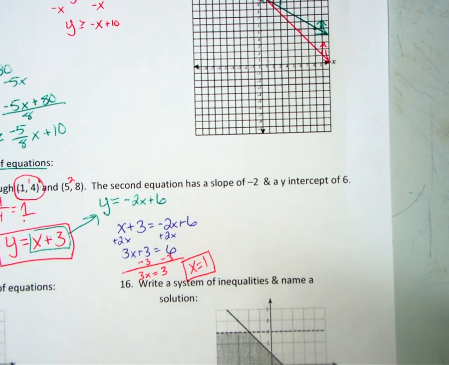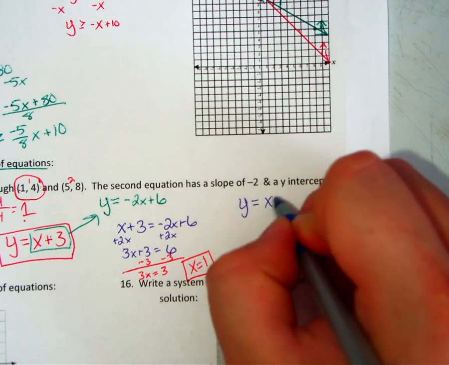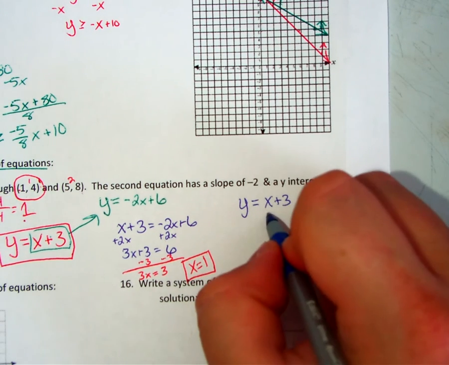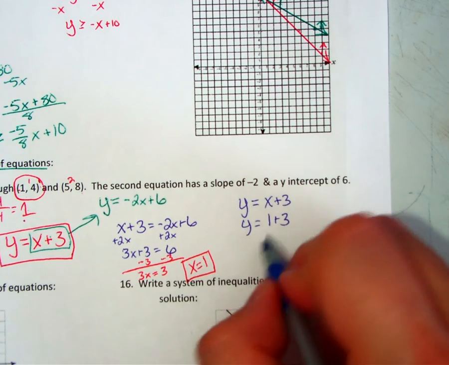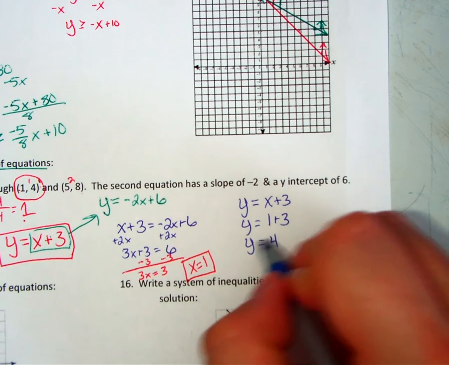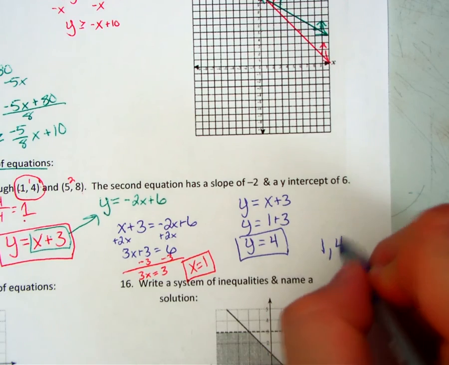Alright, in order to find my y value, I need to plug x into one of my equations. Let's use the easier one, y equals x plus 3. So 1 plus 3 is equal to y. So y would be equal to 4. Our solution, 1, 4.